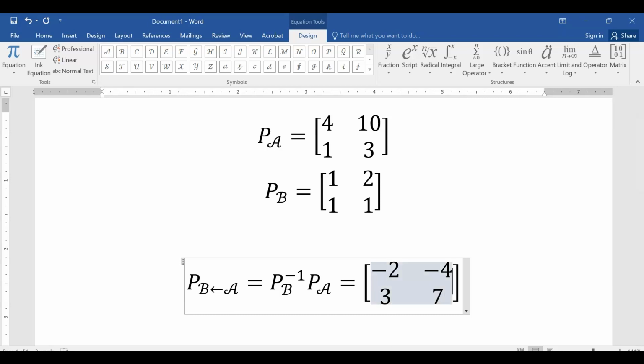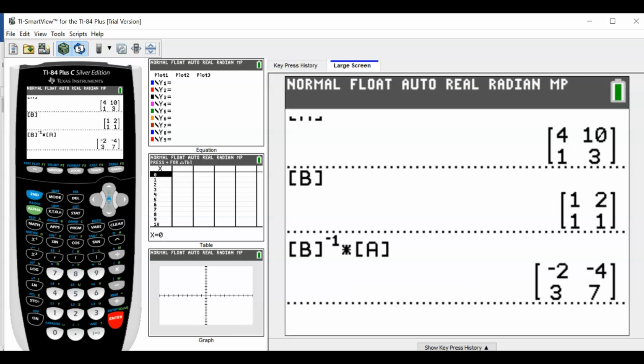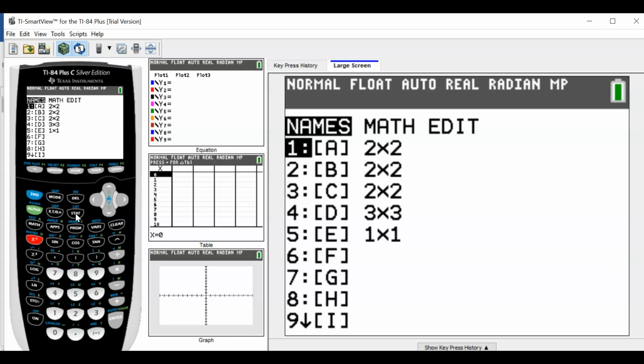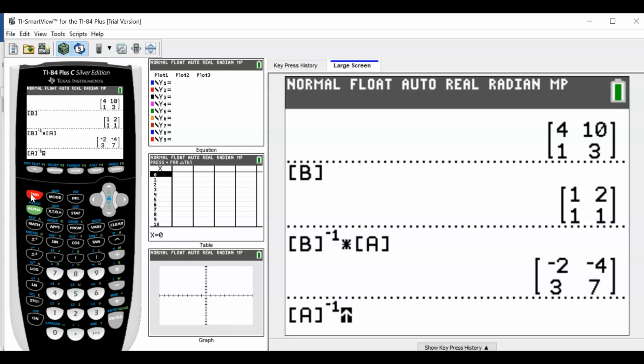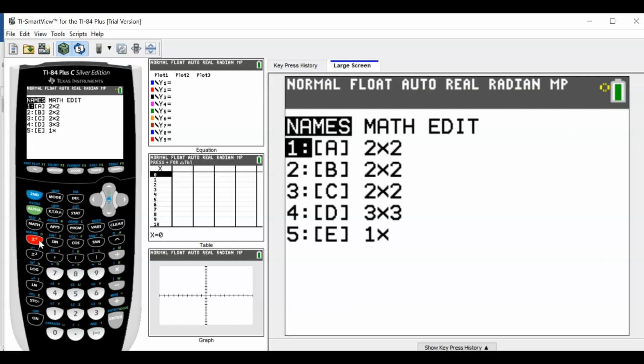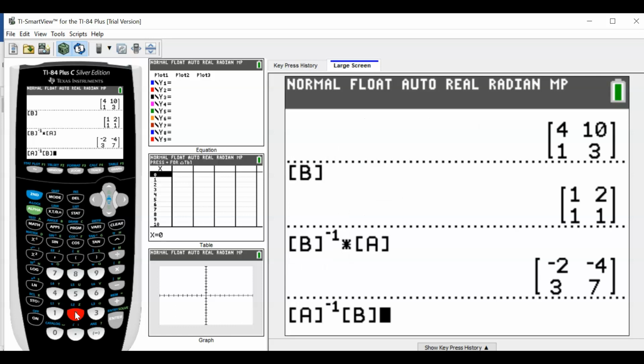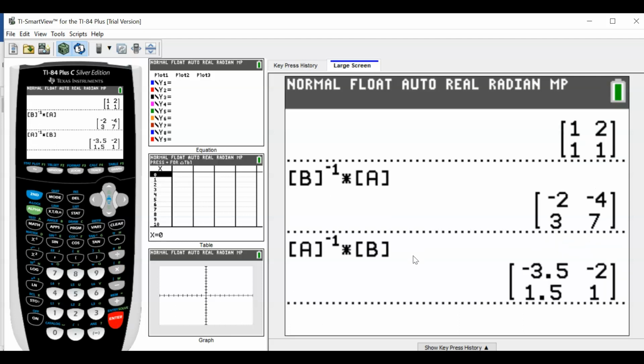All right. And by the way, if we want to go the opposite way, pretty straightforward. Going the opposite way, we just go matrix A inverse times matrix B, hit enter, and that goes from B to A.